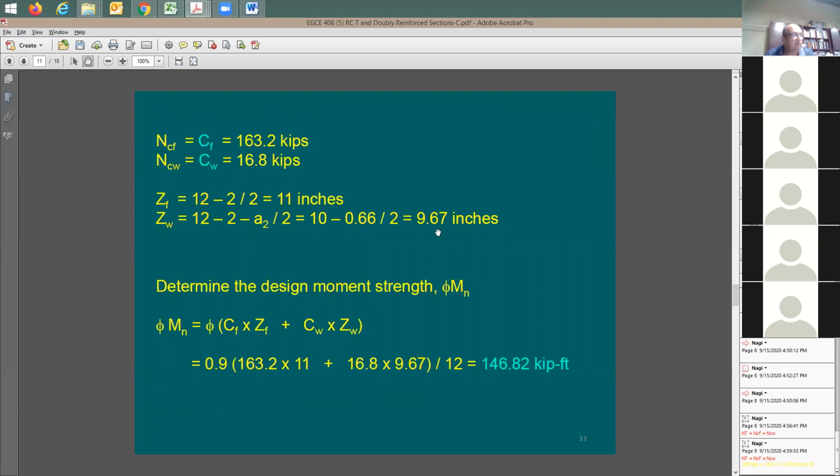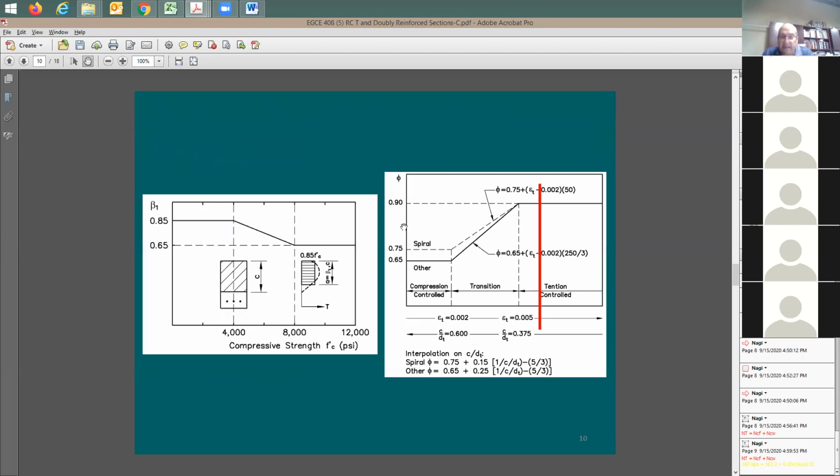Now, where is the moment capacity? It's going to be the phi factor, 0.9. You have compression force times Z plus compression force times its Z, and then you divide this by 12 to put it in kip-feet. Here we go. Here's the moment capacity for that section. Any questions?